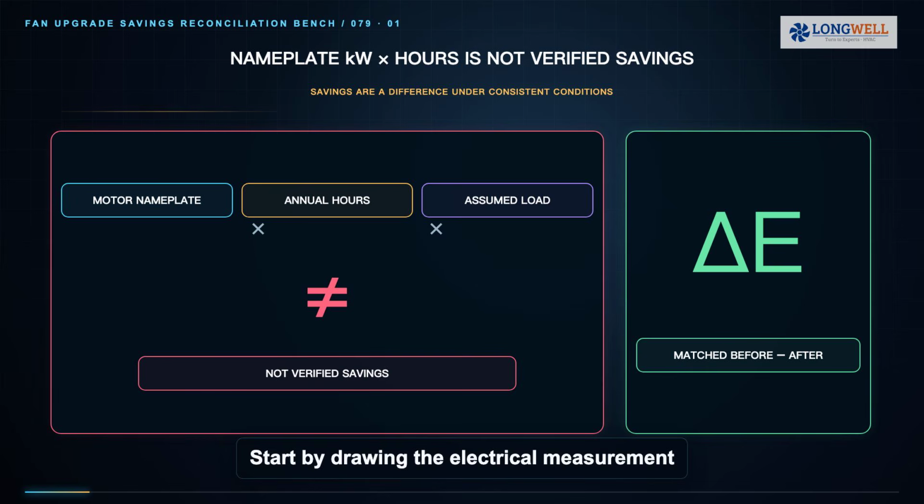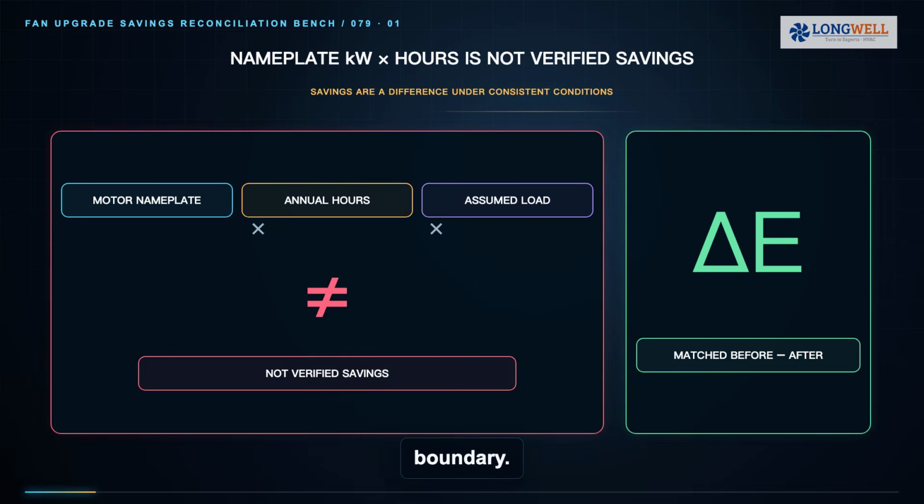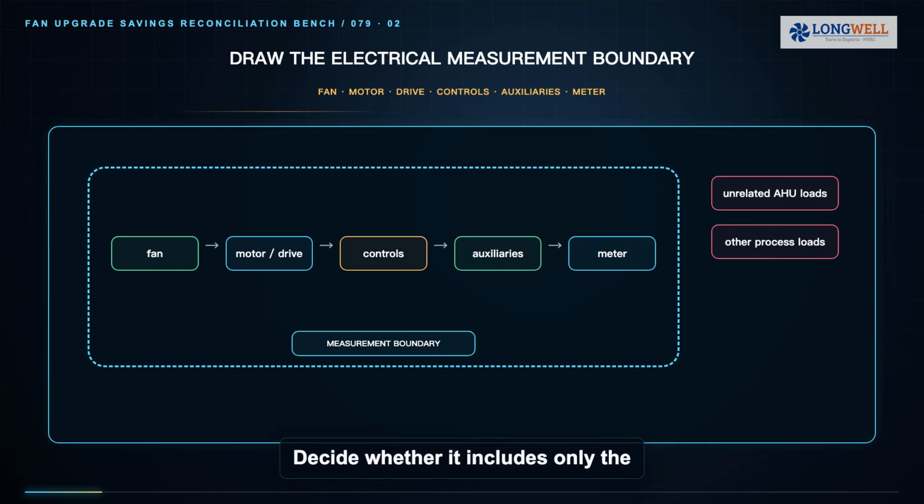Start by drawing the electrical measurement boundary. Decide whether it includes only the fan input, or also the motor, drive, controller, and affected auxiliaries. Record the meter location and exclude unrelated air handler or process loads. Every baseline and reporting value must use the same boundary, units, power basis, and aggregation method.